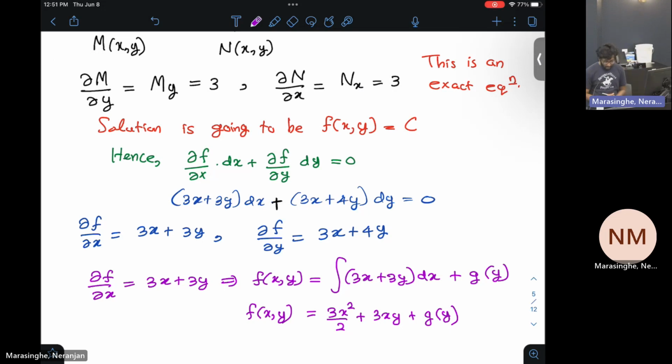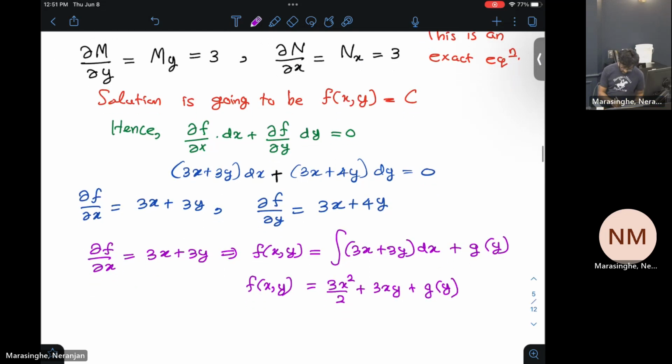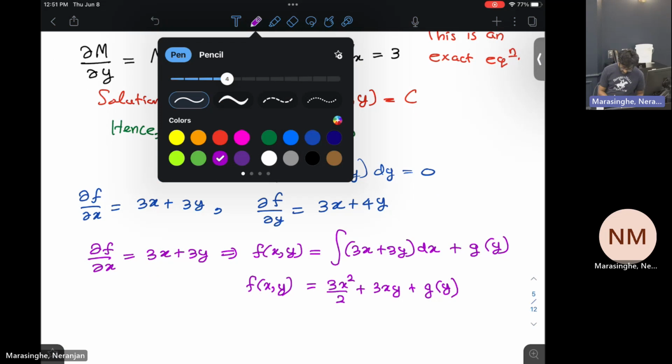Right. Now I have an expression for f(x,y), but still I do not know what is g(y), right? So what is the technique that we can use to find g(y)? Now I only used the fact that ∂f/∂x equals 3x plus 3y. Okay. So the next step is to use ∂f/∂y, right? For that, I'm taking the partial derivative of f with respect to y.